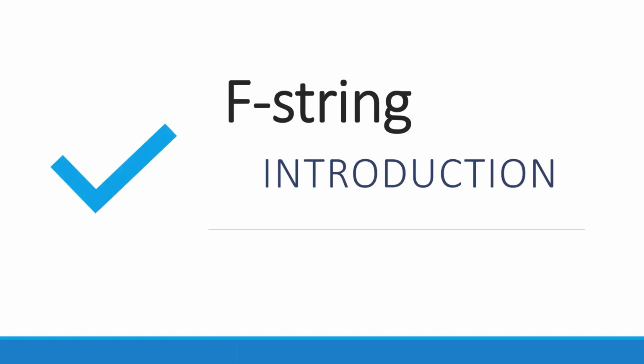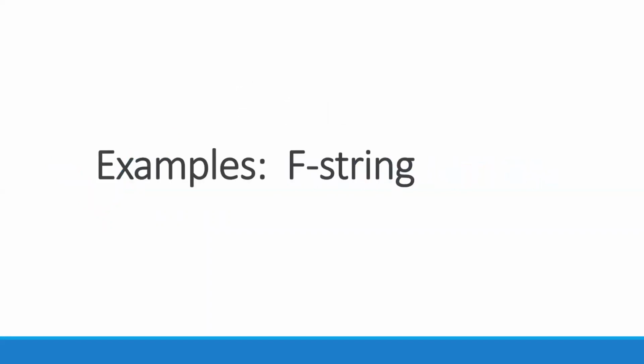In Python, an F-string is also called a formatted string literal. It is a concise and convenient way to embed expressions and variables within a string. It allows you to create strings with embedded values by placing the expressions or variables inside curly braces within the string. F-strings are prefixed with the letter F before the opening quote. Let's look at some examples of F-strings.